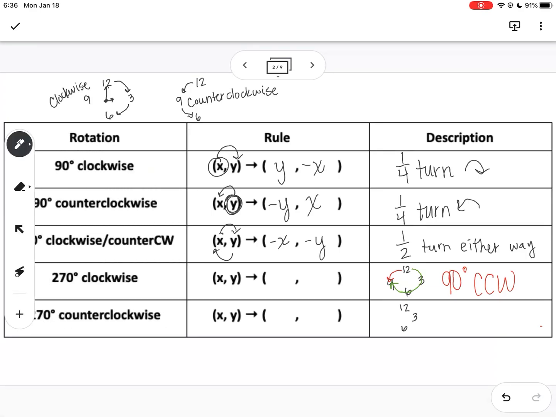So the same thing is going to be true for a 270-degree counterclockwise rotation. If I go counterclockwise, that's going to take me from the 12 back around to the 3. But I could have gotten there quicker by going a quarter turn in the other direction. So I don't have extra rules to memorize for these. I'm just going to think about how I could get there going the other direction. If I can just memorize these 3 rules, I have less to know.